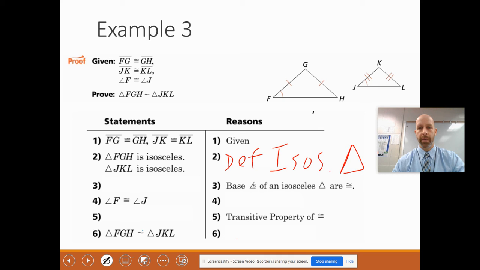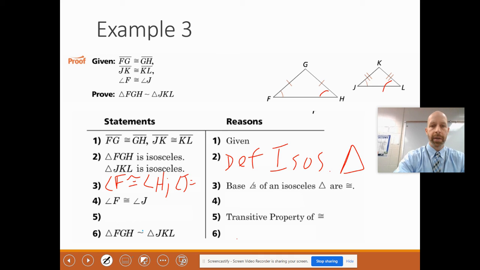So let's see here. Angle F would have to be congruent to angle H, and angle J would also have to be congruent to angle L. So I'm going to write angle F is congruent to angle H, and angle J is congruent to angle L. That's by the base angles of an isosceles triangle are congruent, or what I would call ITT. We also know that angle F is congruent to angle J because that was given.